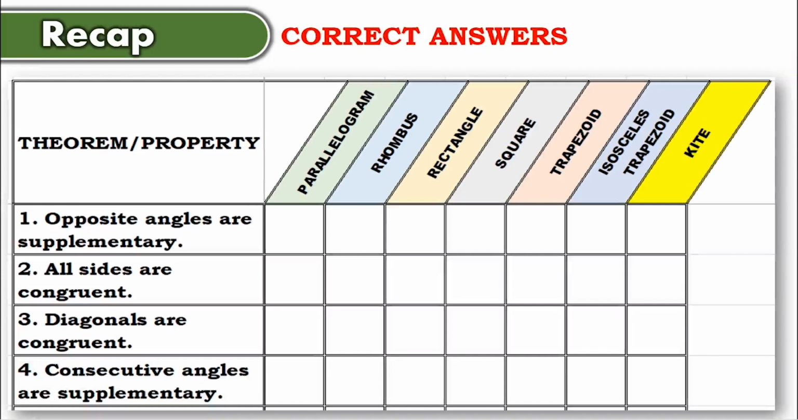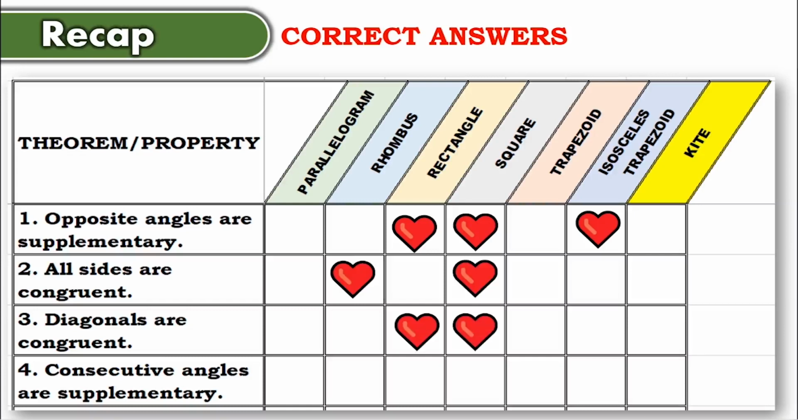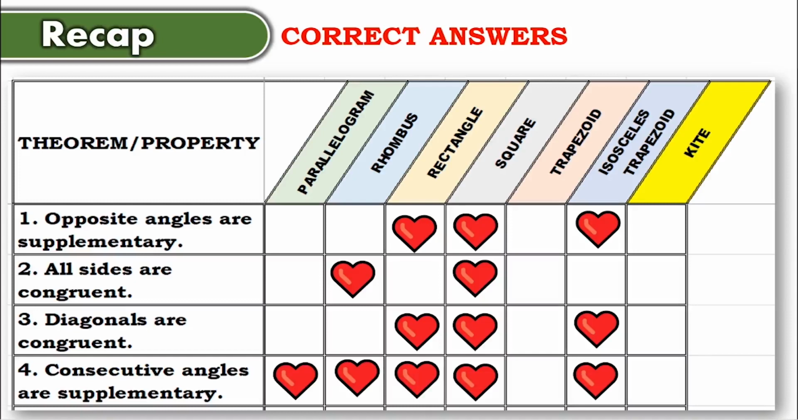The quadrilaterals with opposite angles that are supplementary are rectangle, square, and isosceles trapezoid. For number 2, rhombus and square are quadrilaterals in which all of their sides are congruent. Next, the diagonals are congruent for rectangle, square, and isosceles trapezoid. Next, the quadrilaterals with consecutive angles that are supplementary are parallelogram, rhombus, rectangle, square, and isosceles trapezoid.